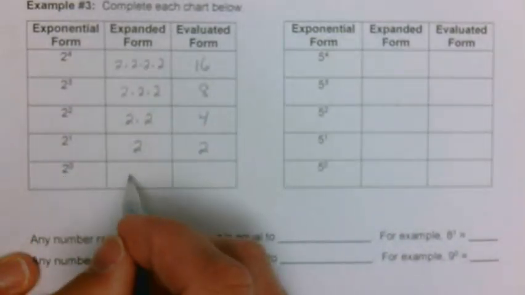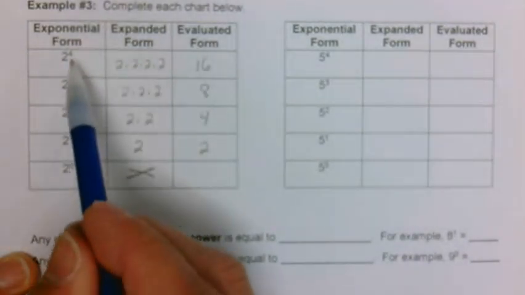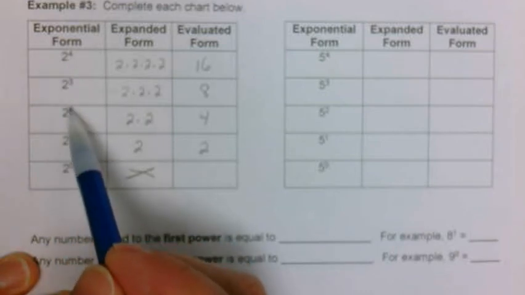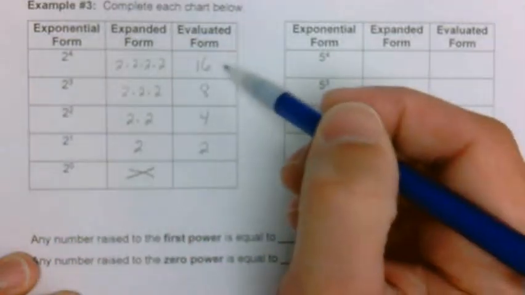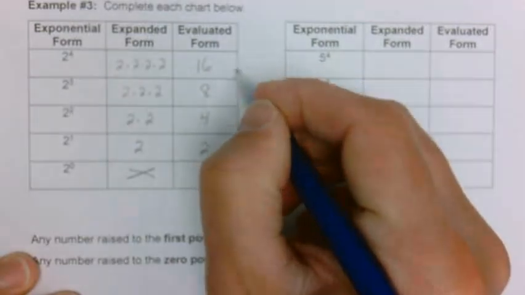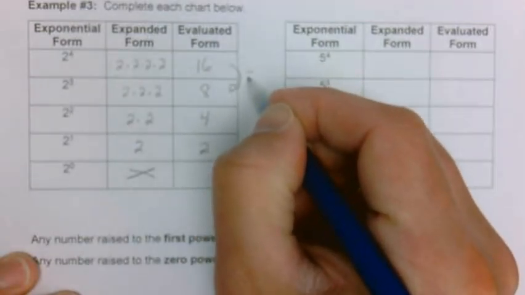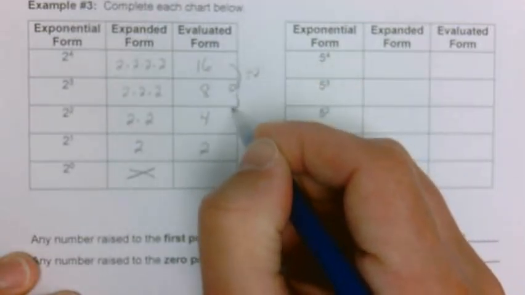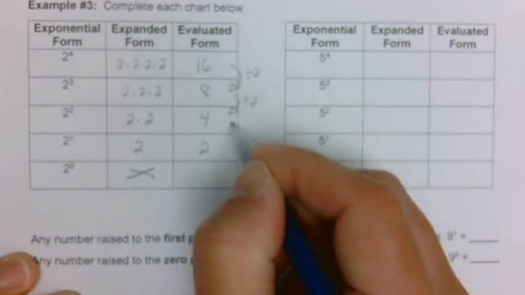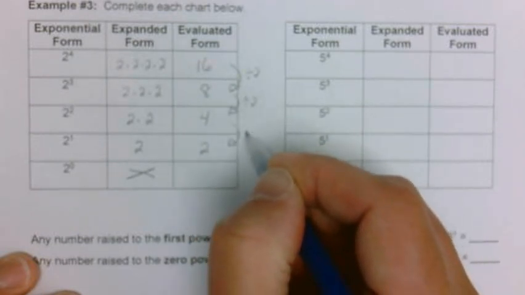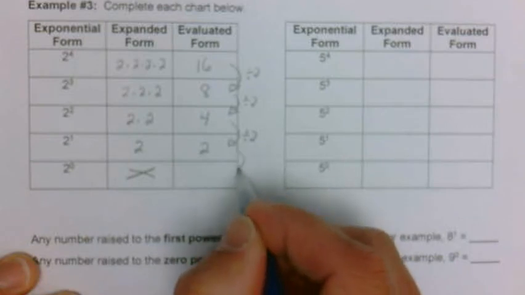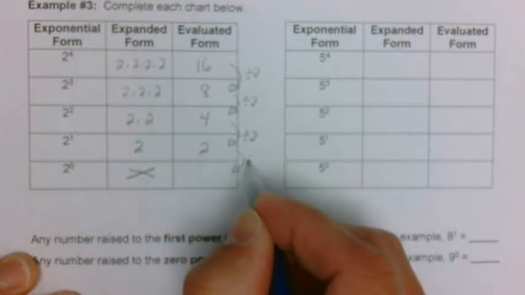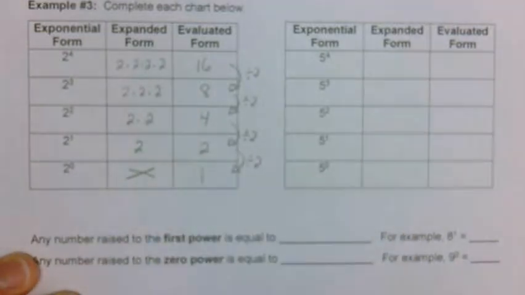But 2 to the 0, we can't expand it. But if we notice a pattern here, we will be able to evaluate it. So if we look here, every time my exponent went down by 1, my previous answer, I had to divide it by 2. 16 divided by 2 is 8. 8 divided by 2 is 4. 4 divided by 2 is 2. So if I continue that pattern here, 2 divided by 2, 2 to the 0 power equals 1.